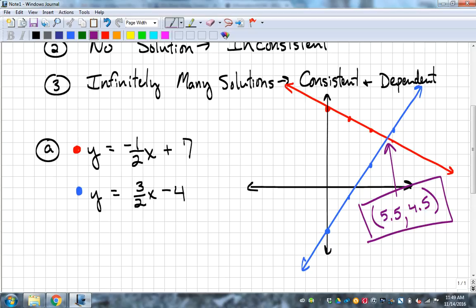The only way they could touch at infinitely many spots would be if they lay right on top of each other. Because if I do it like that, they're only touching in one spot. Parallel, they're not touching at all. Smashed together, they're touching in a lot of different places. Okay, so that's the difference. And we'll see some examples today of what that looks like.